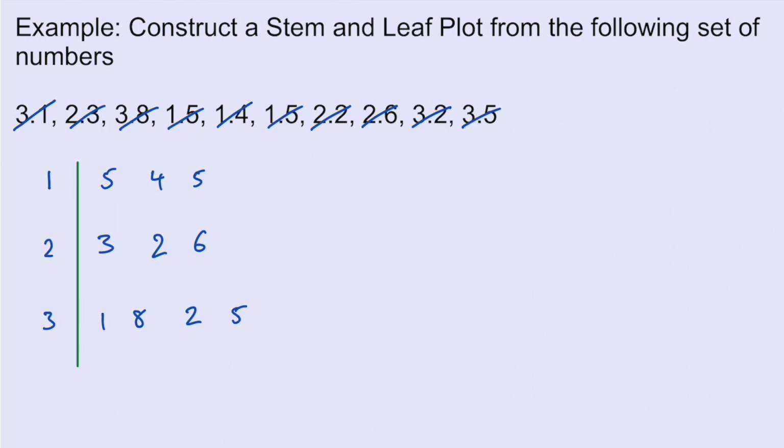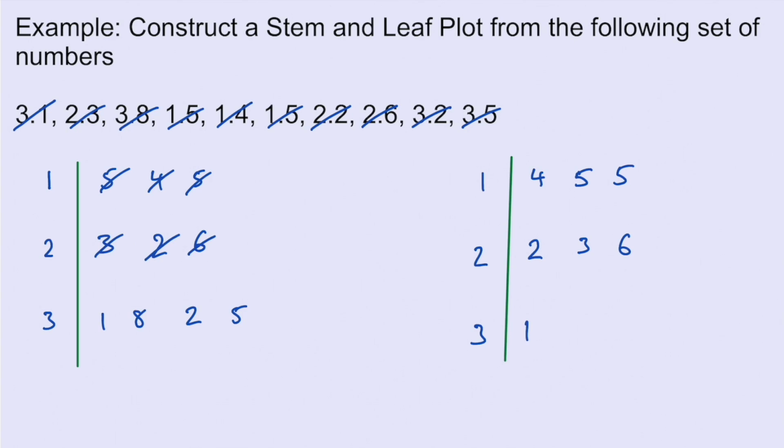What I've drawn here on the left hand side is what we call an unordered stem and leaf plot. We now need to draw an ordered stem and leaf plot. So I'm just going to draw a line to the right hand side and again put the numbers 1, 2 and 3. Now I'm going to cross off each number on the left hand side but put them into size order this time. So I'm going to put the 4 here and the 2 5s, the 2, the 3 and the 6, and the 1, the 2, the 5, and the 8.